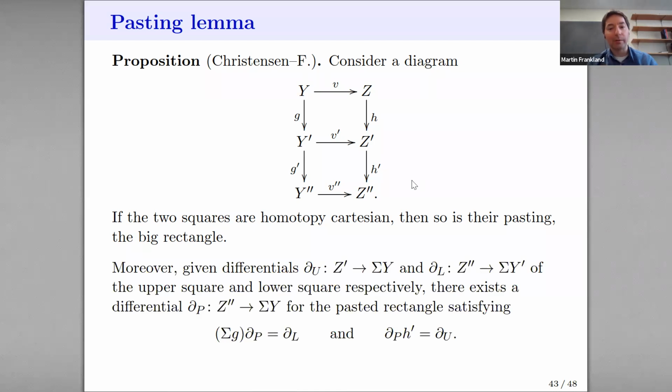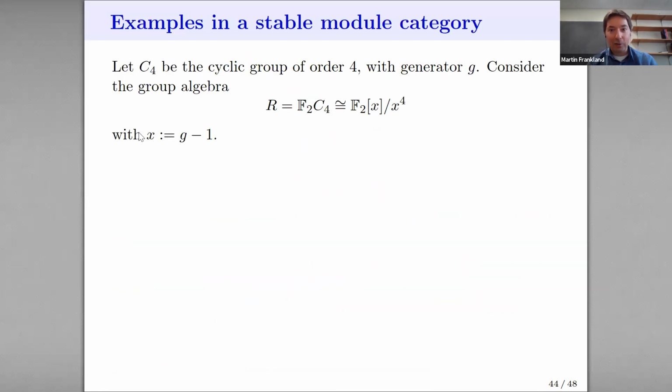Oh, it gets better. If someone hands you differentials for the upper square and the lower square, then you can find a differential for the pasting that's as compatible as it could be with those given differentials, meaning that those equations hold. So that's the best you could hope for. And Vaknin's paper was proving a slightly weaker exactness condition, so this strengthens his result. All right, now let's jump into those examples.